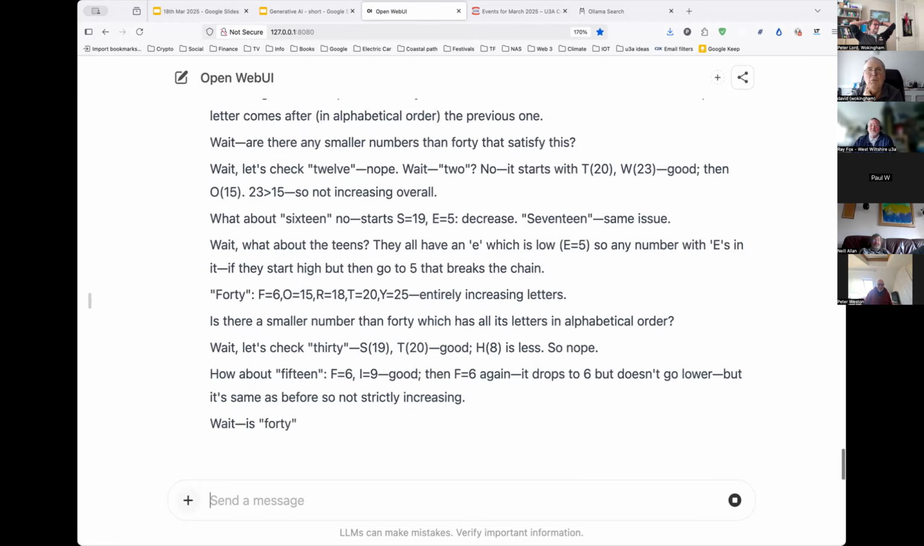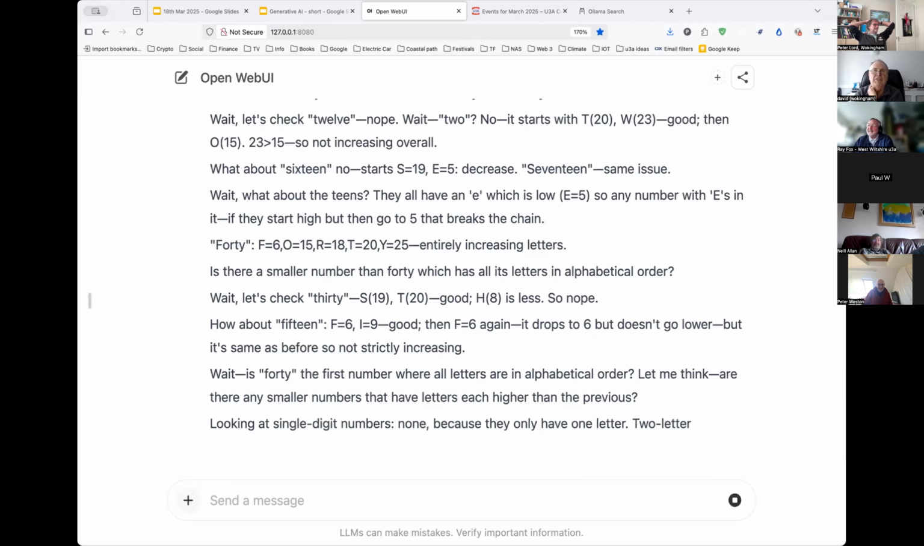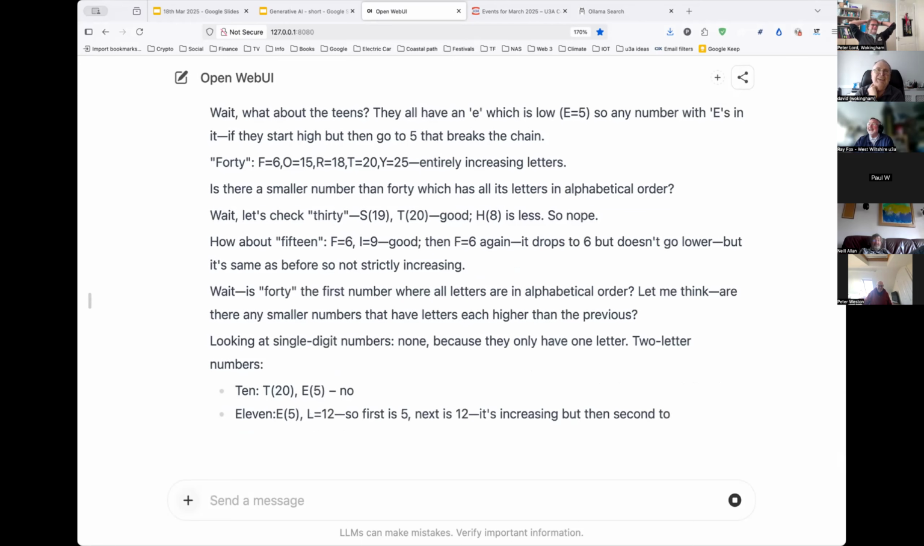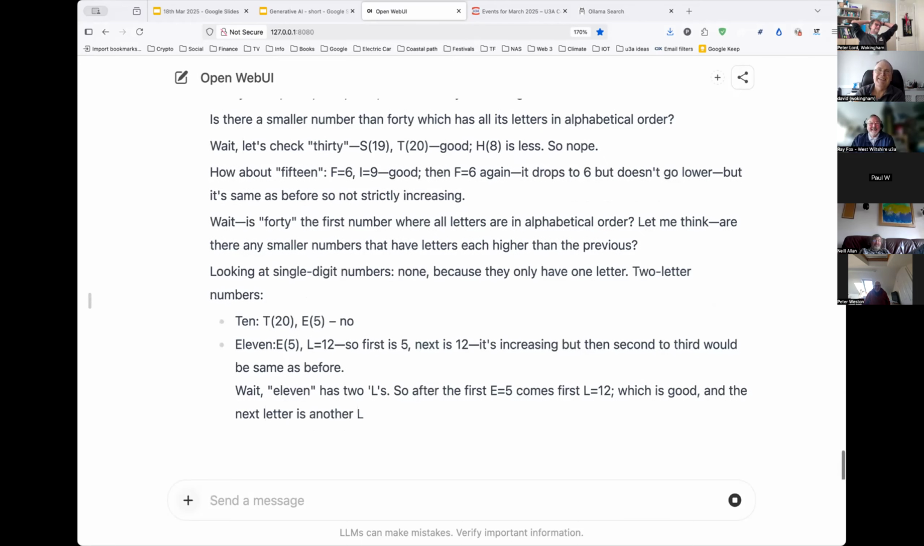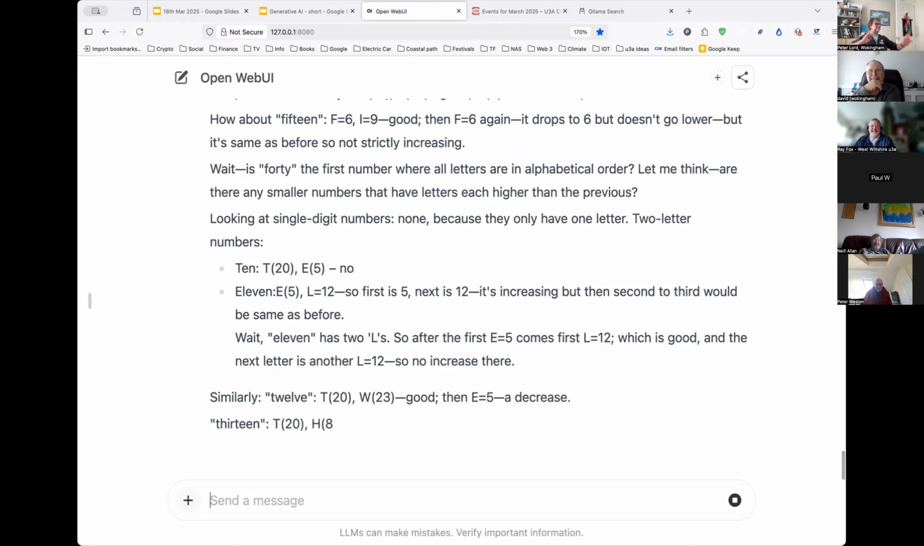Basically, if you want to perform a denial of service attack against a Chinese supercomputer, this is the question. Yeah.